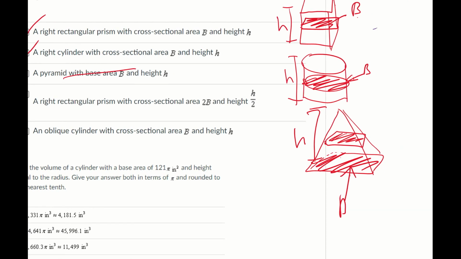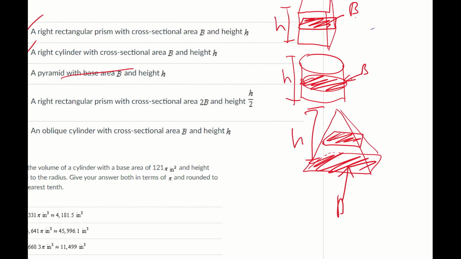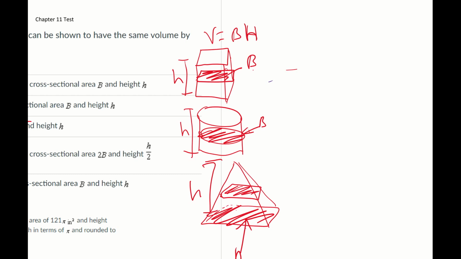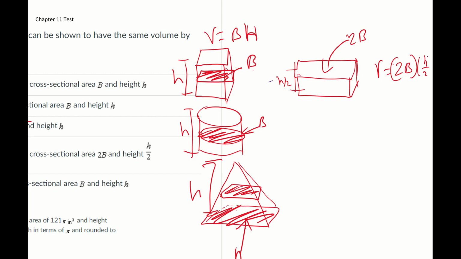A right rectangular prism with a cross-sectional area of 2B and a height of h over 2. It's the same thing as this, but half the height and twice the cross-sectional area. Even so, the volume of this particular prism is 2B times h over 2, which is still Bh. The 2's cancel out. Even though the volumes are the same, that is not Cavalieri's principle.